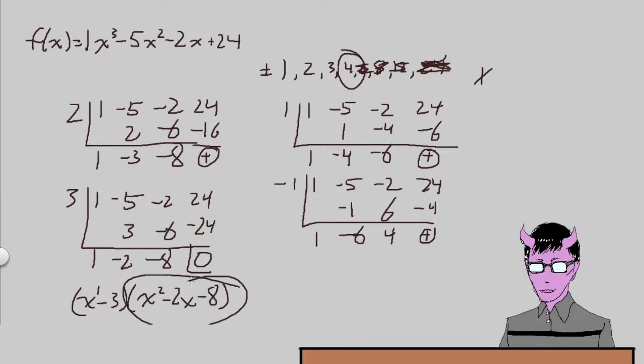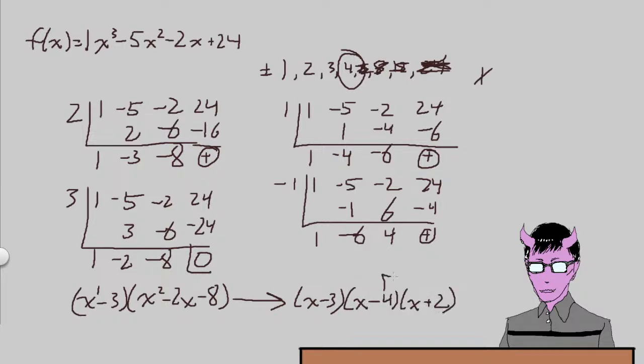At this point, please use your quadratic factoring algorithm rather than continue on with synthetic division. So let's do it. So x minus 3. What are the factors of -8 that add up to be -2? It's -4 and +2. So x minus 4 times x plus 2. So quick check, -4 plus 2x gives us -2x.